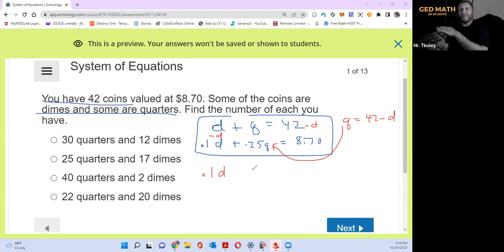To me, my strategy, if I get this problem and I don't know how to use my multiple choice, if I got to solve a system of equations, what I'm going to do is skip it, flag it for review, and come back to it. Because this is going to be a long problem. Watch this. So 0.1D plus 0.25 times 42 minus D is equal to 870. 0.1D, you got to use the distributive property. What's 42 divided by 4? Can anybody tell me?